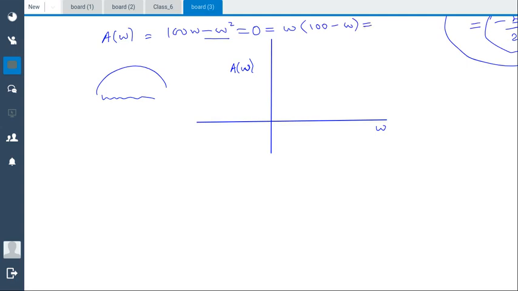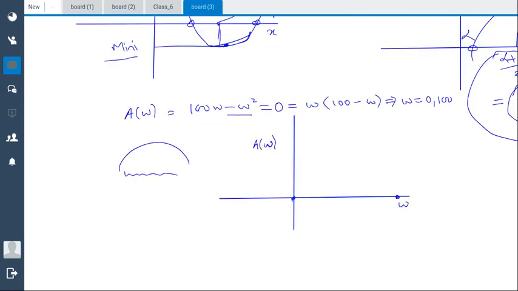It is W equal to 0 and 100. Okay, got it, my dear friend? So it is opening downward, with roots at 0 and 100. Let me make an approximate graph for this one. The graph will be passing through these two points, opening like this.